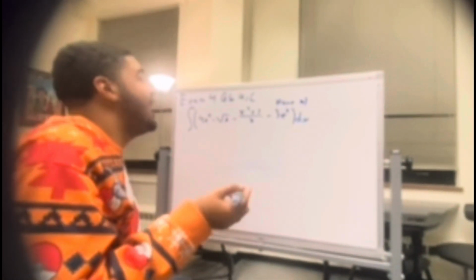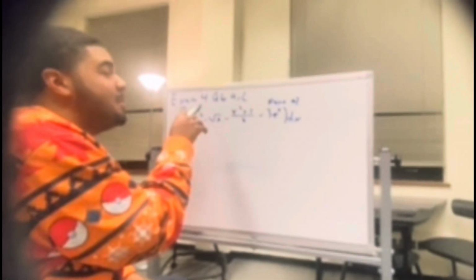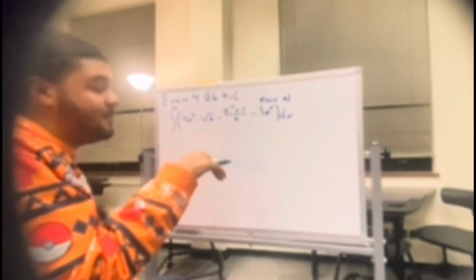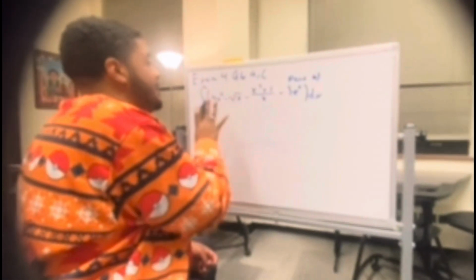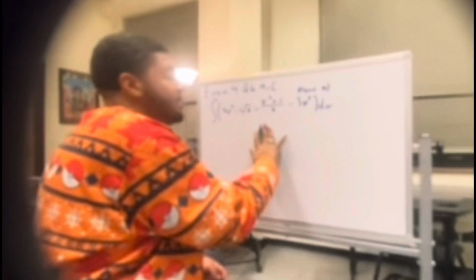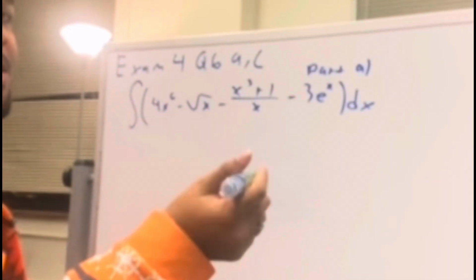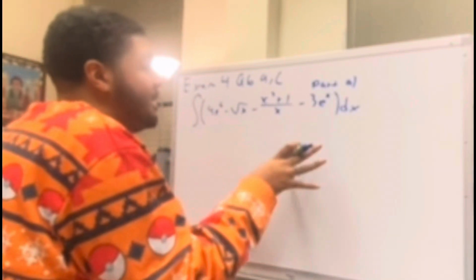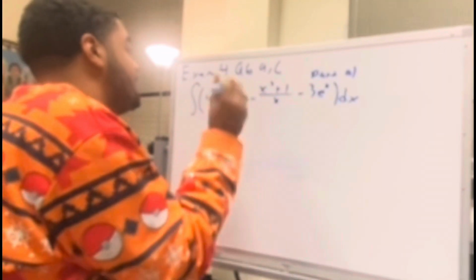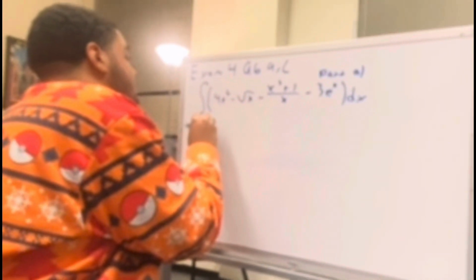Hi, today I'm going to be doing exam 4, question 6, part A. We have this integral, and we need to find the antiderivative of all of these functions. So the first thing I would do is break it up and rewrite.